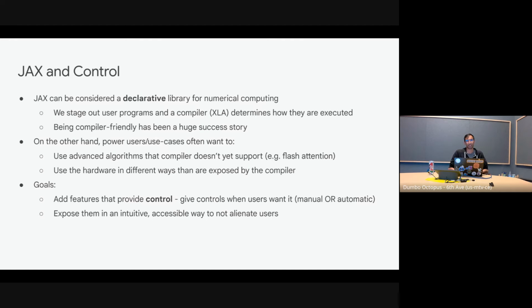So we want to provide essentially an escape hatch, where if you feel like the compiler is not doing a good job and you don't see it being able to improve fast enough to do what you want, you always have a backup plan. And that's basically what Pallas is about.